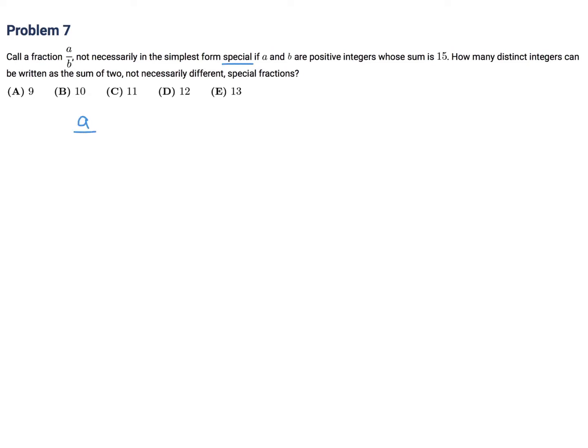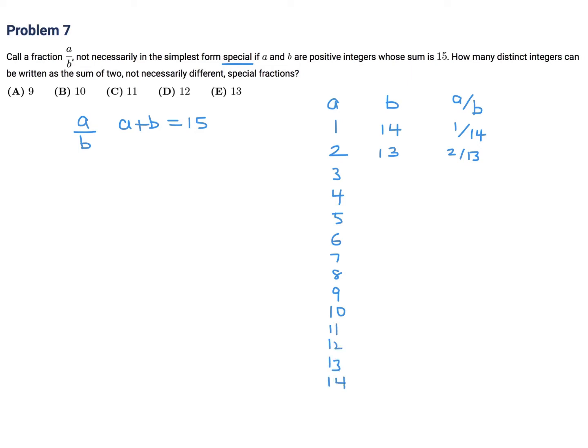So we've got a over b, and a plus b is equal to 15. So there are a lot. I guess we have a, we have b, and we have a over b. So 1 and 14, that would make this 1 over 14. 2 and 13, that would make this 2 over 13, and so on. So a goes 3, 4, 5, 6, 7, 8, 9, 10, 11, 12, 13, 14, and then b goes 1, 2, 3, 4, 5, 6. Let's see, I matched these up correctly. 7, 8, 9, 10, 11, 12.